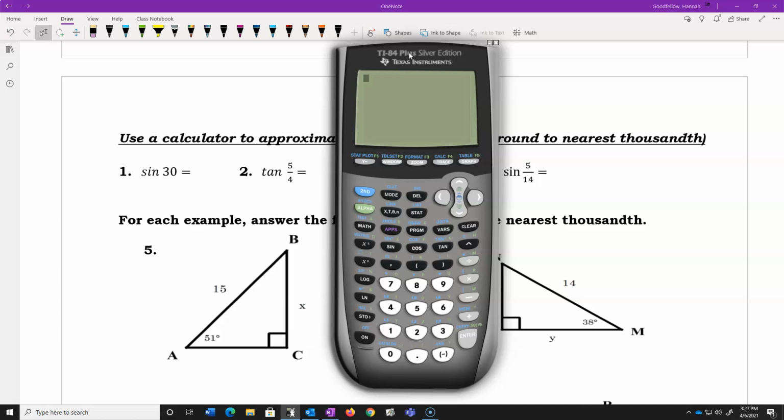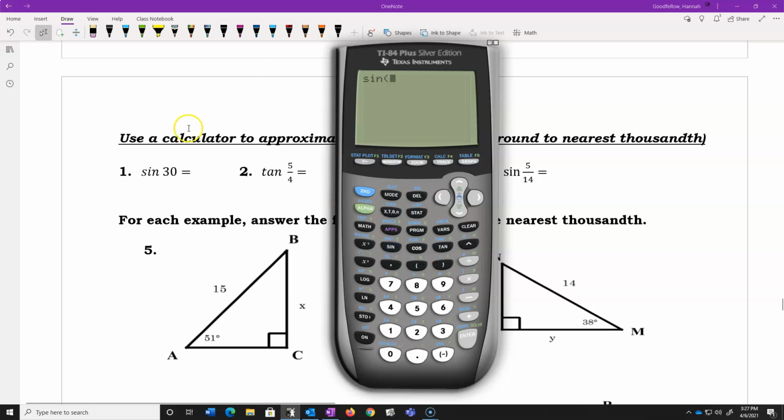Now, to ensure that our calculators are all in the same mode, we're going to use the calculator to approximate some of these questions. When they use the word sine or cosine or tangent, they're going to use these 3 trig buttons that are listed on your calculator. If you don't have those on your calculator, they might be hidden underneath a trig key, or if you're using your phone, you want to turn it sideways so that you can see sine, cosine, and tangent.